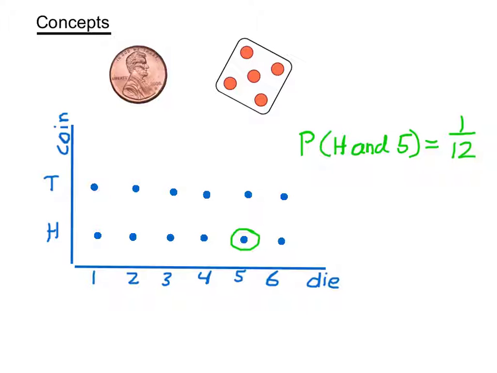Now what we just found is the probability of a compound event. Whereas finding the probability of just flipping a coin is a single event, and the probability of rolling a die is a single event, when we find the probability of specific outcomes together, that's a compound event.